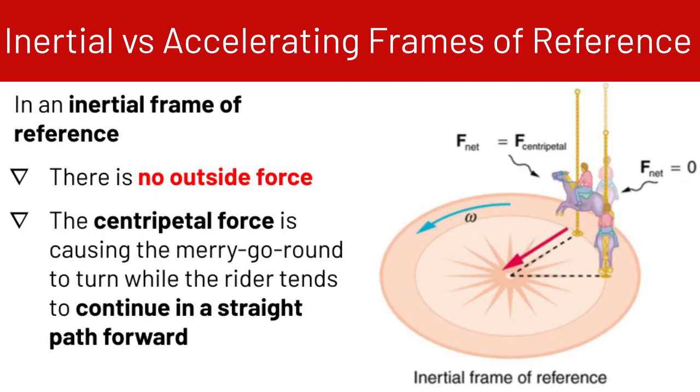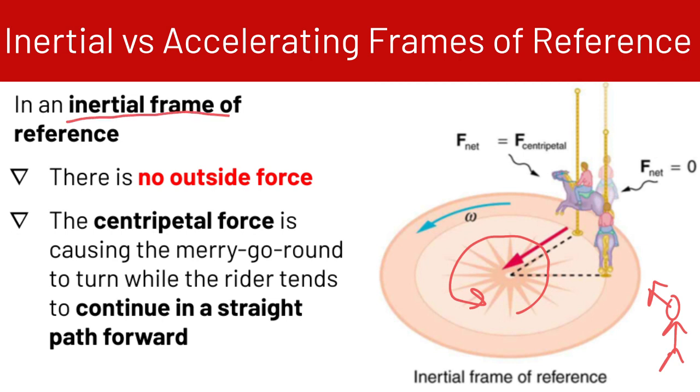So now let's look at an inertial frame of reference. This would be a frame of reference from somebody sitting on the ground watching the merry-go-round spinning. You're an observer on the ground watching somebody on the merry-go-round. An inertial frame of reference is one that is standing still or moving at a constant velocity. So your velocity is either 0 or constant.